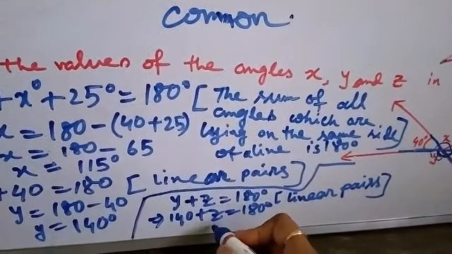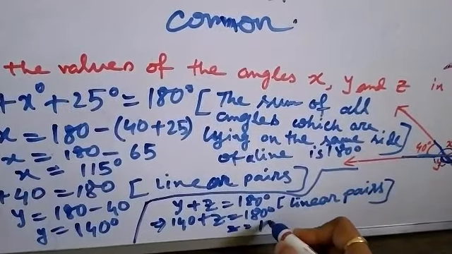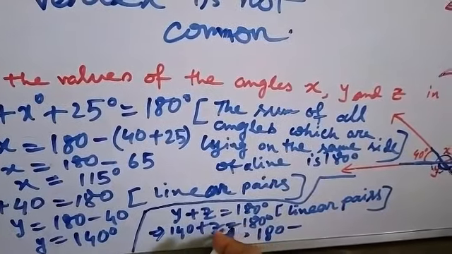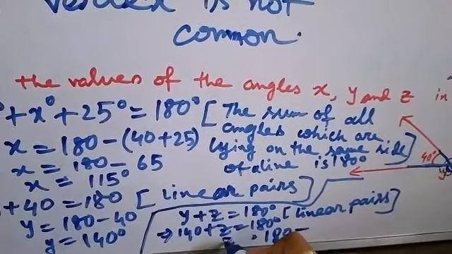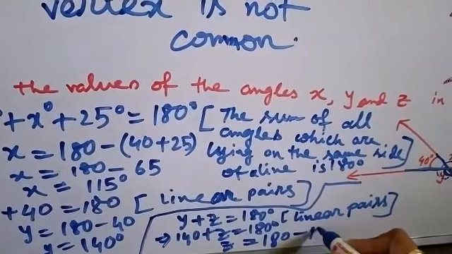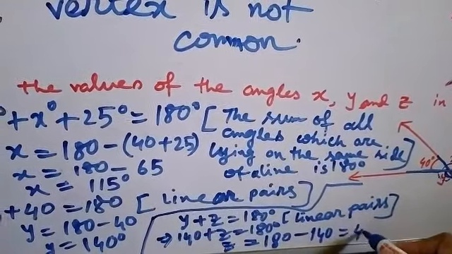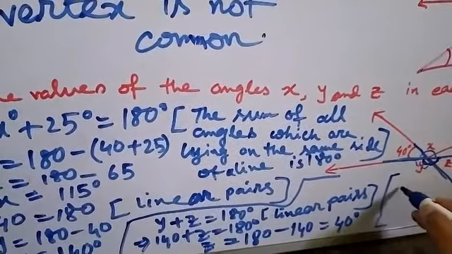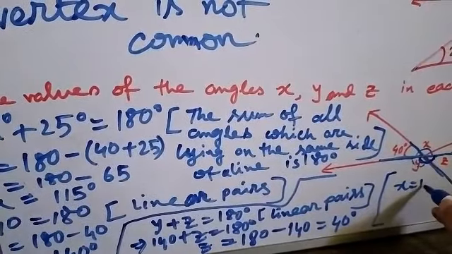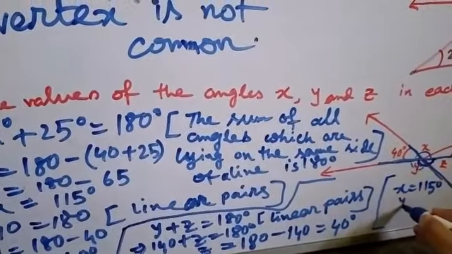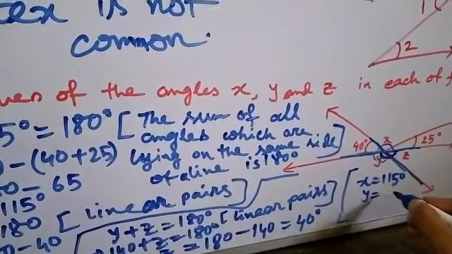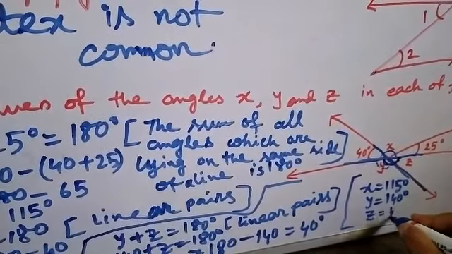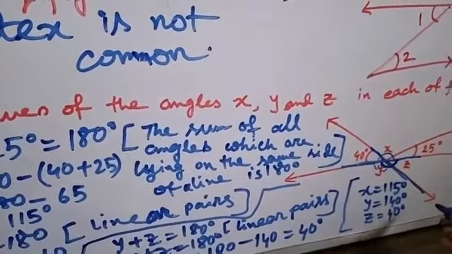Now z equals 180 minus 140, that means 40 degrees. So x equals 115 degrees, y equals 140 degrees and z equals 40 degrees. This is the answer.